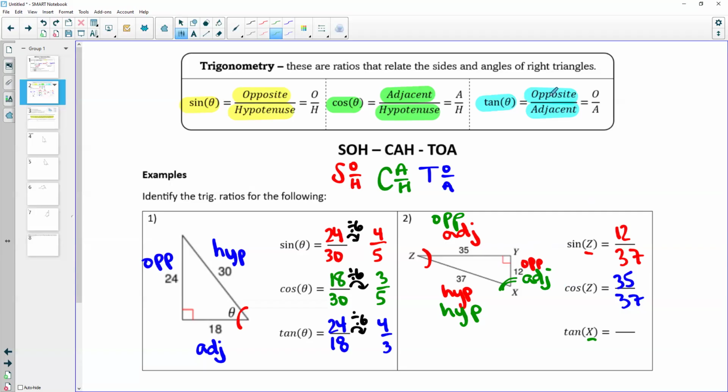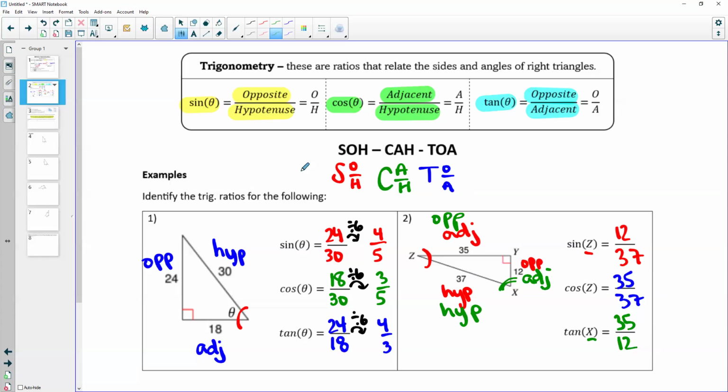Tangent of x is opposite over adjacent. Well, opposite here in green would be 35. Adjacent in green would be 12. So our ratio for tangent of x would be 35 over 12. And so that would represent how we find and identify these trig ratios for a right triangle. Okay, the rule of thumb here is label your sides based off of your angle of perspective, label your hypotenuse, your opposite, and your adjacent. Okay, you'll get more comfortable with these the more that you practice.